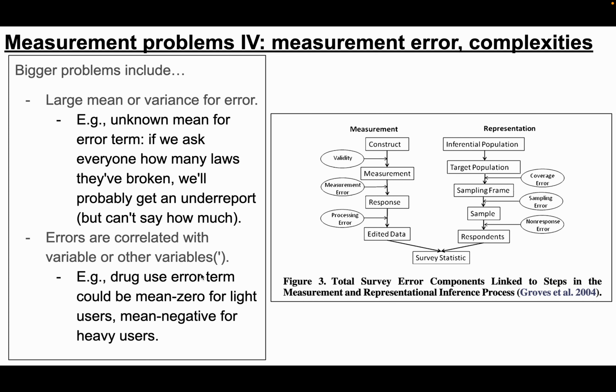So for instance, the error term on a variable where you ask people about their drug use could be mean 0 for light users, but mean negative for heavy users. So heavy users might tend to underreport. And in this case, the error is not actually random. It's not independent of the measurement, but it's correlated with it. And in this example up here as well, the problem is that the mean is not just large, but it's also unknown. We can't actually subtract off the right amount.